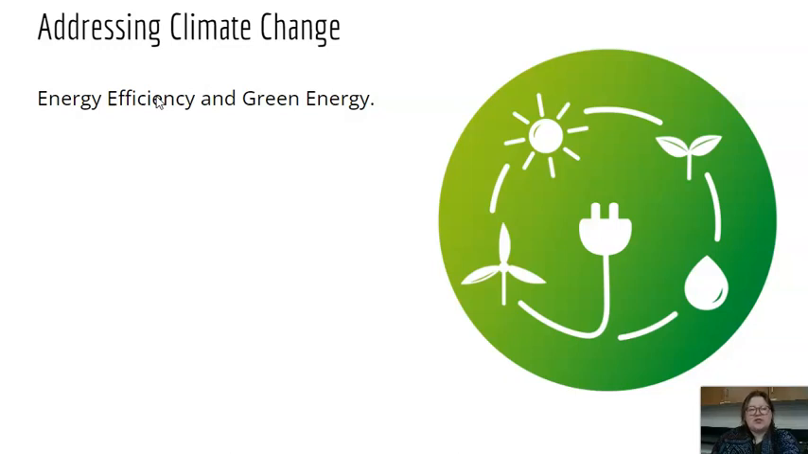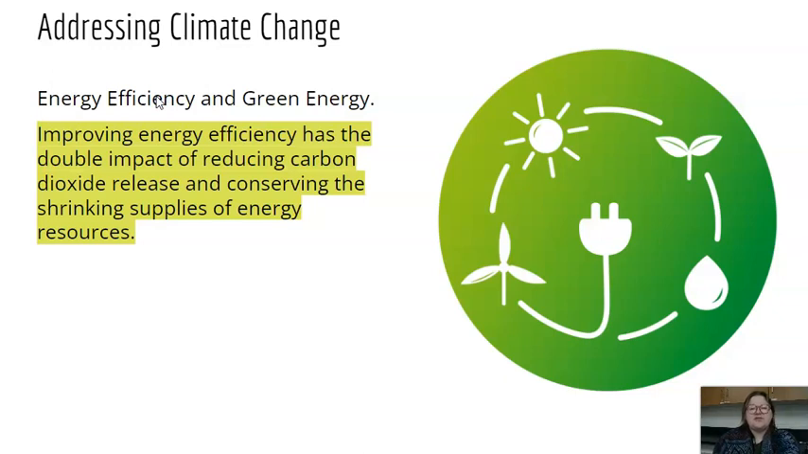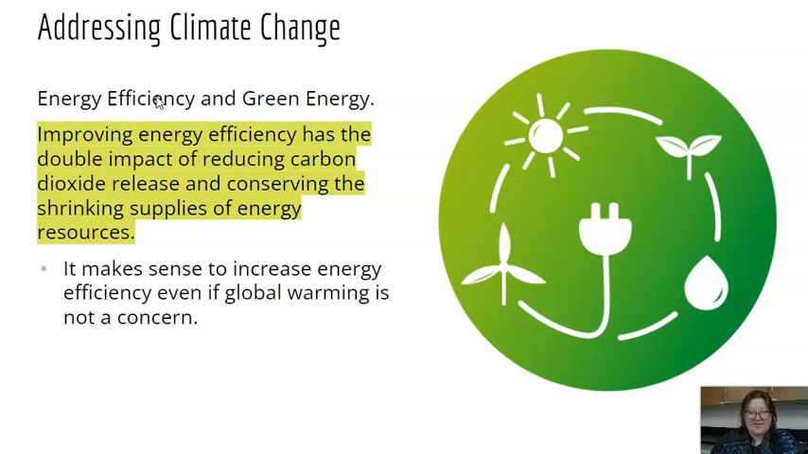So, with addressing climate change, two big things we look at are energy efficiency and green energy. Improving energy efficiency has the double impact of reducing how much carbon dioxide is released because we're not burning as much fossil fuel, and it also conserves the shrinking supplies of energy resources. Right now we are very dependent on fossil fuels, but if we can make things more energy efficient, meaning we don't use as much of that resource, then we're extending how long we'll have it. It makes sense to increase energy efficiency even if global warming is not a concern.